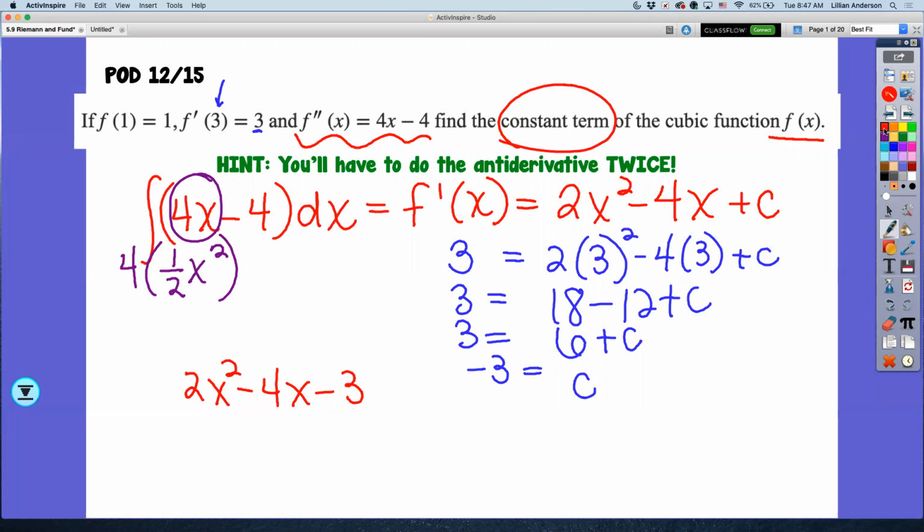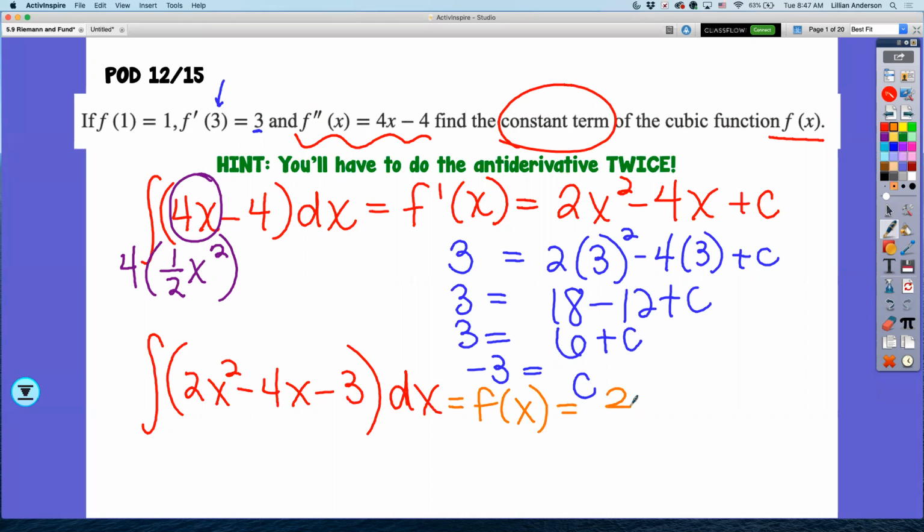No. Okay, so I have to keep going because again, I'm looking for the constant term of my original function. This right here represents my first derivative. So I have to take the antiderivative again. That's what my hint was about. You have to do it twice. Because now when I take the antiderivative of this function, it's going to give me my original. What's the antiderivative of 2x squared?